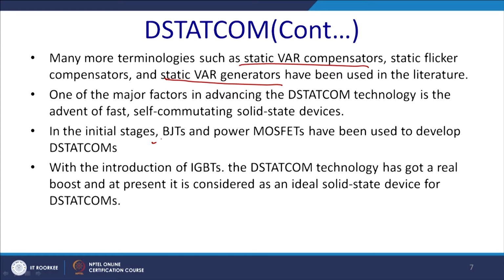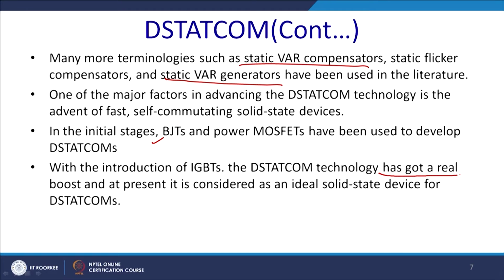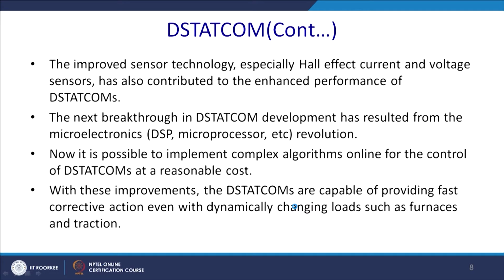In the initial stages, BJT and the power MOSFET were used to develop the DSTATCOM, and with the introduction of IGBT, nowadays IGCT, the DSTATCOM technology has got a real boost. At present, it is considered an ideal solid state device for the DSTATCOM. Moreover, improved sensor technology, especially the Hall effect sensors and the voltage sensors, also contributed to the enhanced performance of the DSTATCOM. The next breakthrough in the DSTATCOM development has resulted from microelectronics.